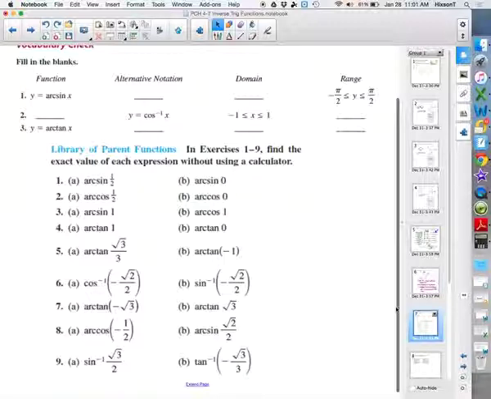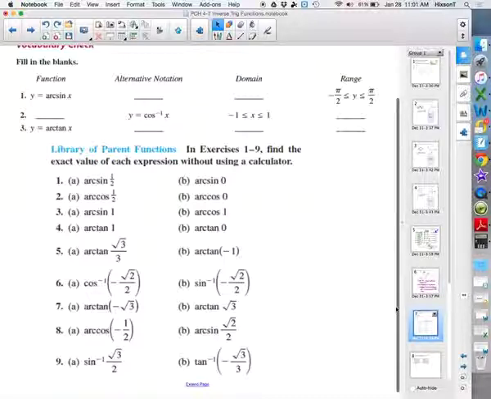So would arc sine of 1/2 be the same as sine 1/2 on the unit circle? Yeah, it'd be arc sine of 1/2. Think where is the sine 1/2? It's at 30 and 150 degrees. So I got two answers there.